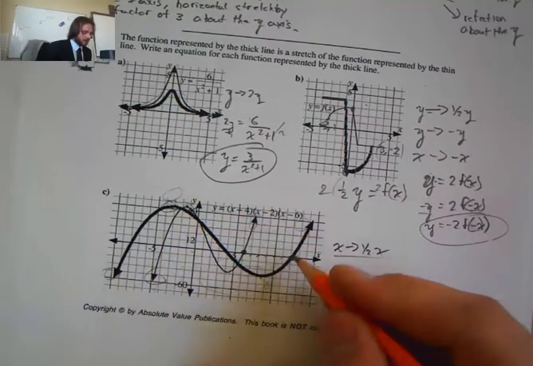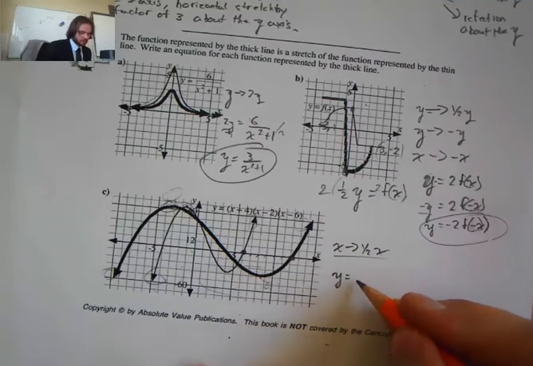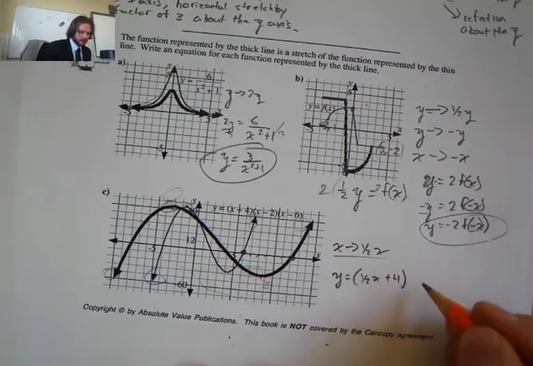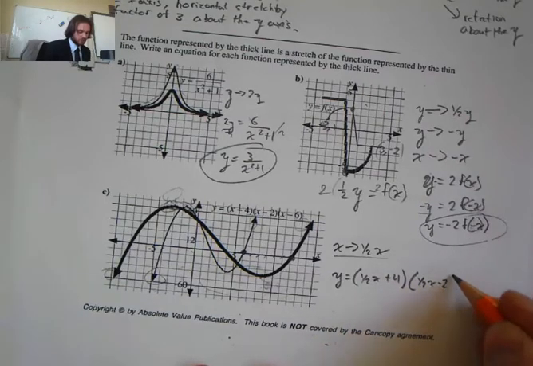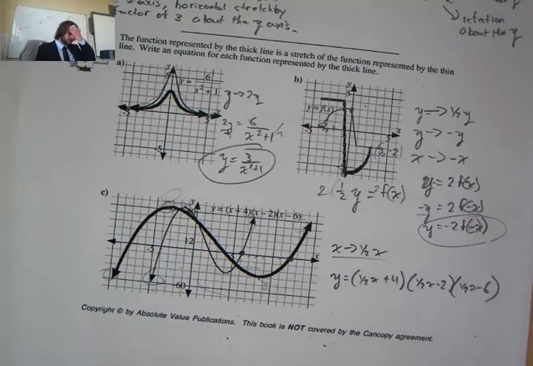So we have y is equal to bracket 1 over 2x plus 4 bracket. Then we have 1 over 2x minus 2 bracket. And then we're going to have 1 over 2x minus 6 bracket. Now I look at this.